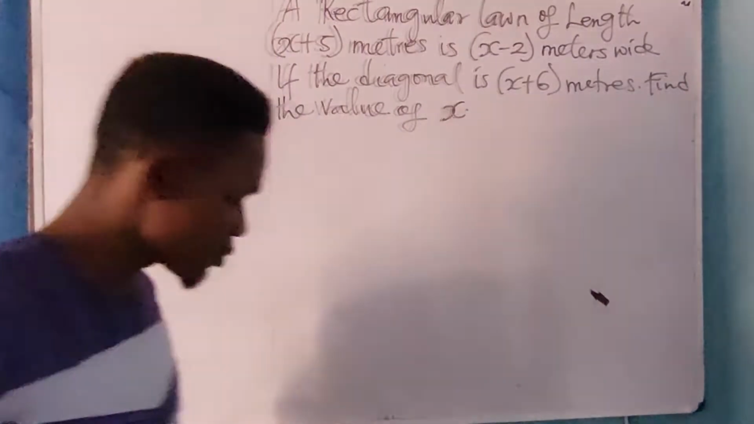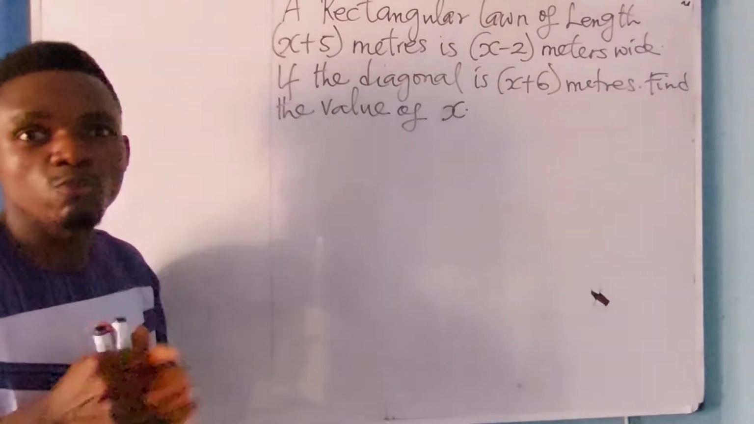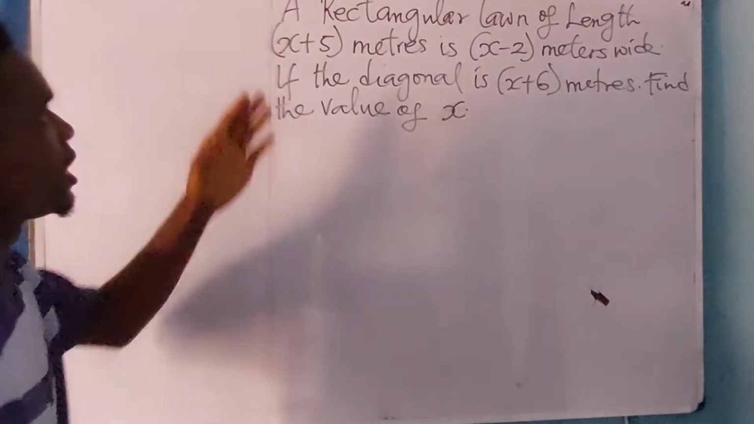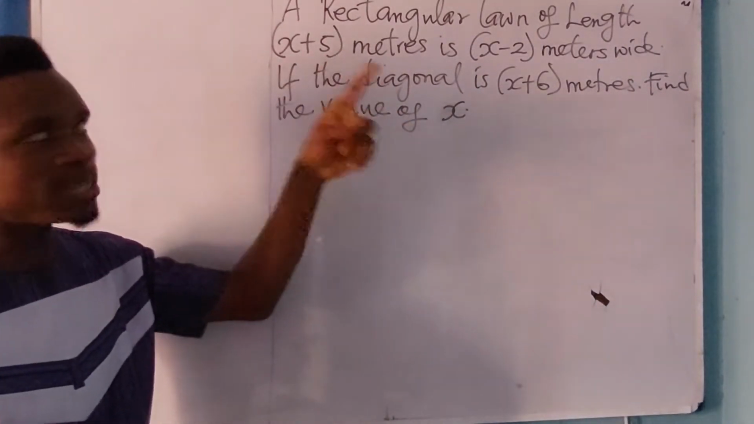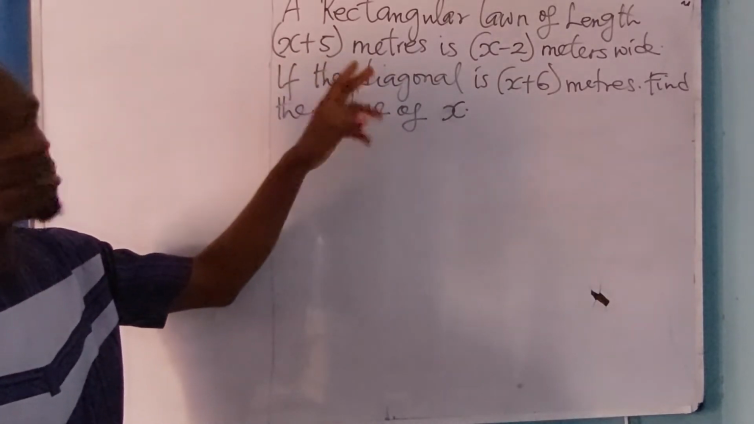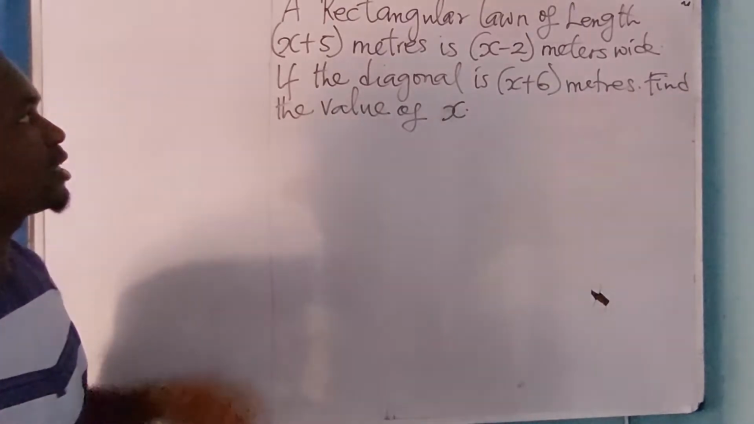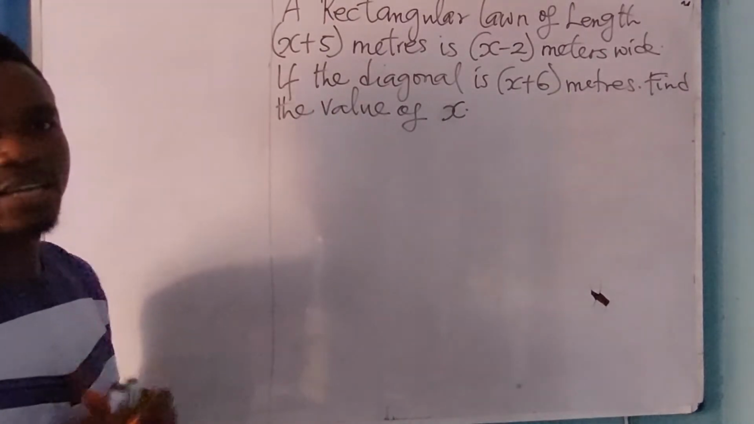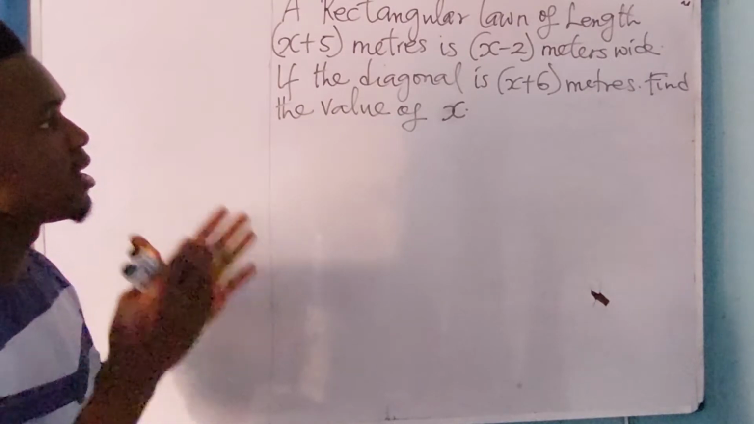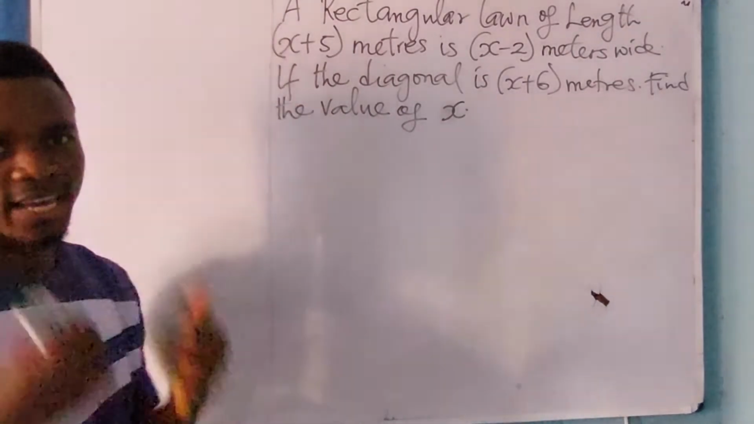Look, there's a question on the board which we are to solve with ease. A rectangular lawn of length x plus 5 meters is x minus 2 meters wide. If the diagonal is x plus 6 meters, find the value of x.